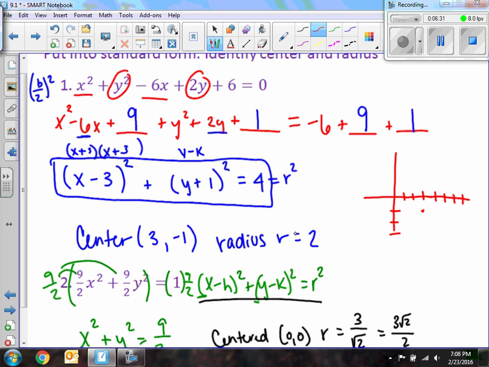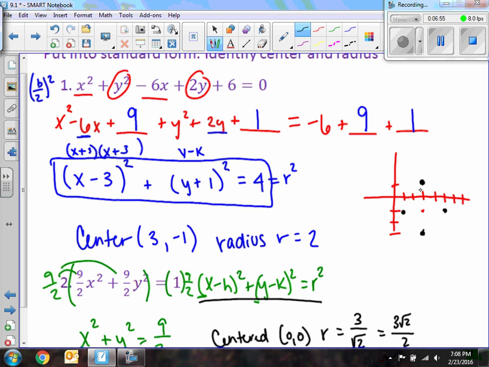My radius is 2. The easiest way to graph this is to simply go from your center and go 2 units in all 4 directions. So if I go 2 units up, I have a point right there. That would be a radius of 2. 2 units to the right would put me here. 2 units to the left, 2 units down would put me here.